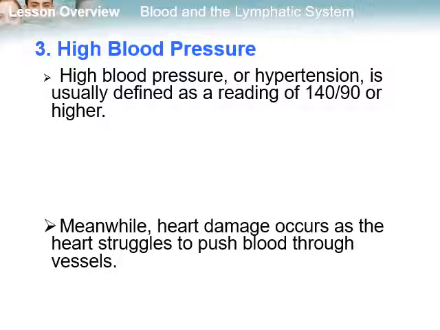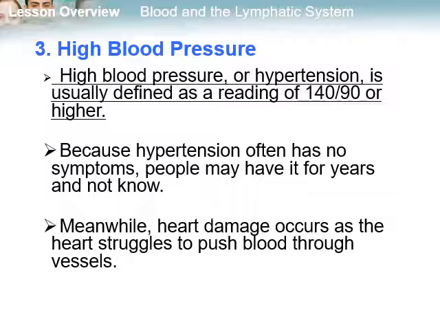The third most common problem of the circulatory system is high blood pressure or hypertension. High blood pressure or hypertension is usually defined as a reading of 140 by 90 or even higher. The upper number, which is 140, is known as systolic pressure, while the lower number, which is 90, is known as diastolic blood pressure. Because hypertension often has no symptoms, people may have it for years and not have any idea about it. That is why we usually call hypertension a silent killer.